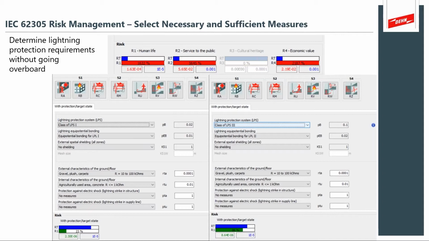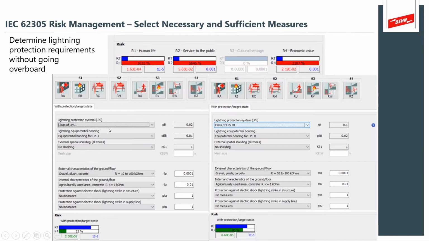Of course, this is a sewage plant, so we're really looking at economic value, but this can be tailored for your plant. And that's what's really great about the risk management process: you discover what your risk is if you do not have protection. And then you apply necessary and sufficient measures to control that risk. So here we show the risk before you've applied any measures.